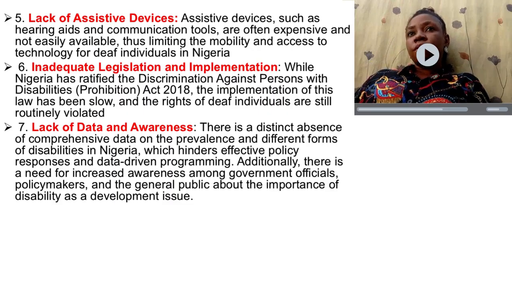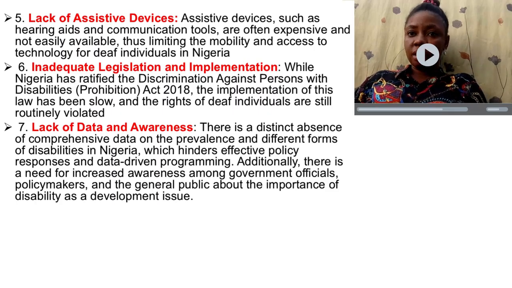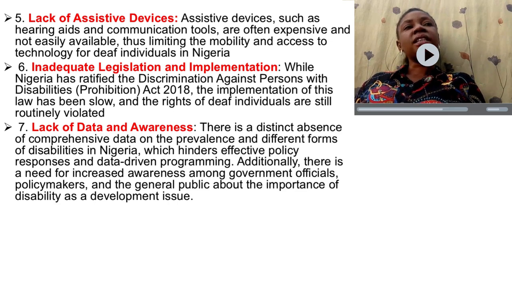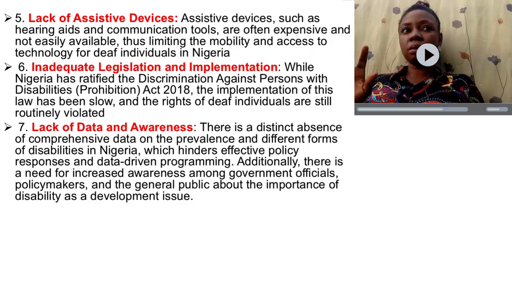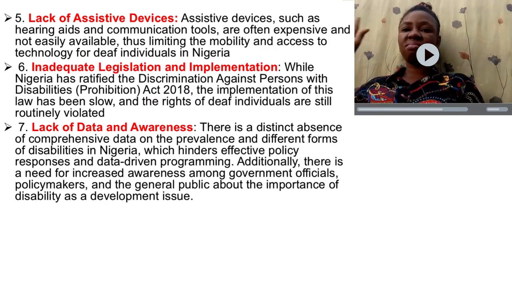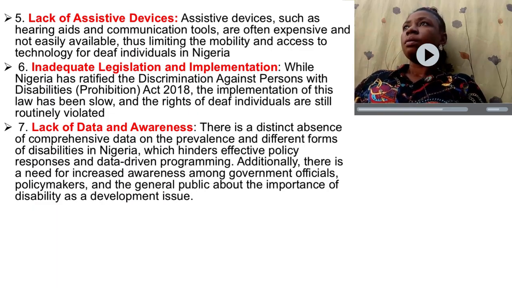Another is the lack of data and awareness. If you observe very well, we don't have sufficient data when it comes to disability matters in Nigeria. I think the last that actually captures the number of persons with disabilities is the health survey that was done in 2018, and the census of so many years back. After that, I don't think there has been concrete research documenting this.